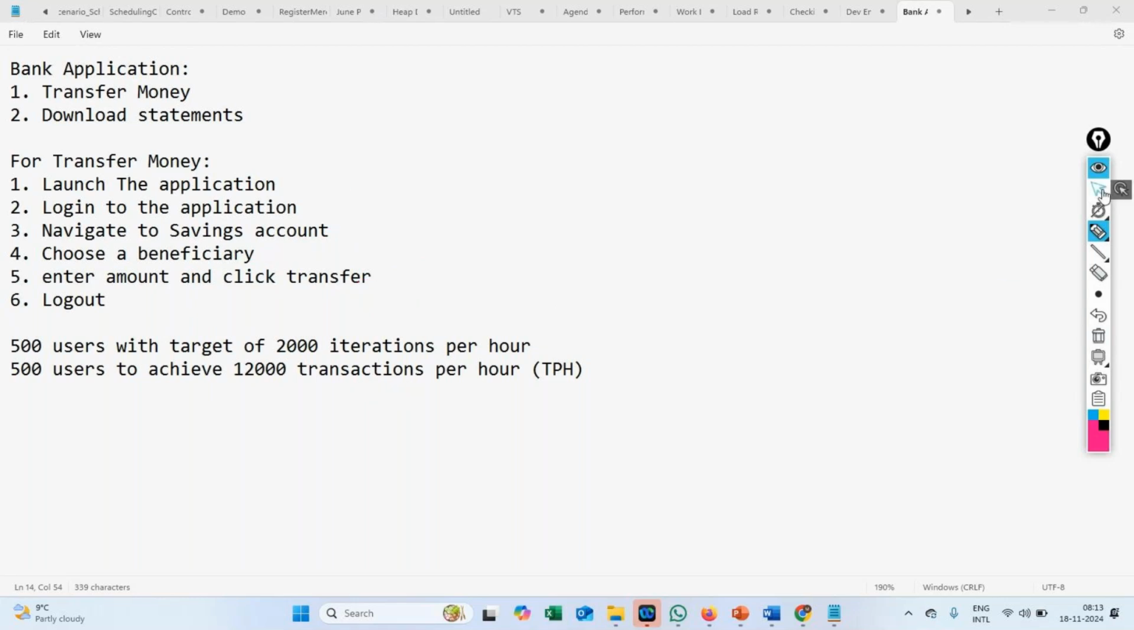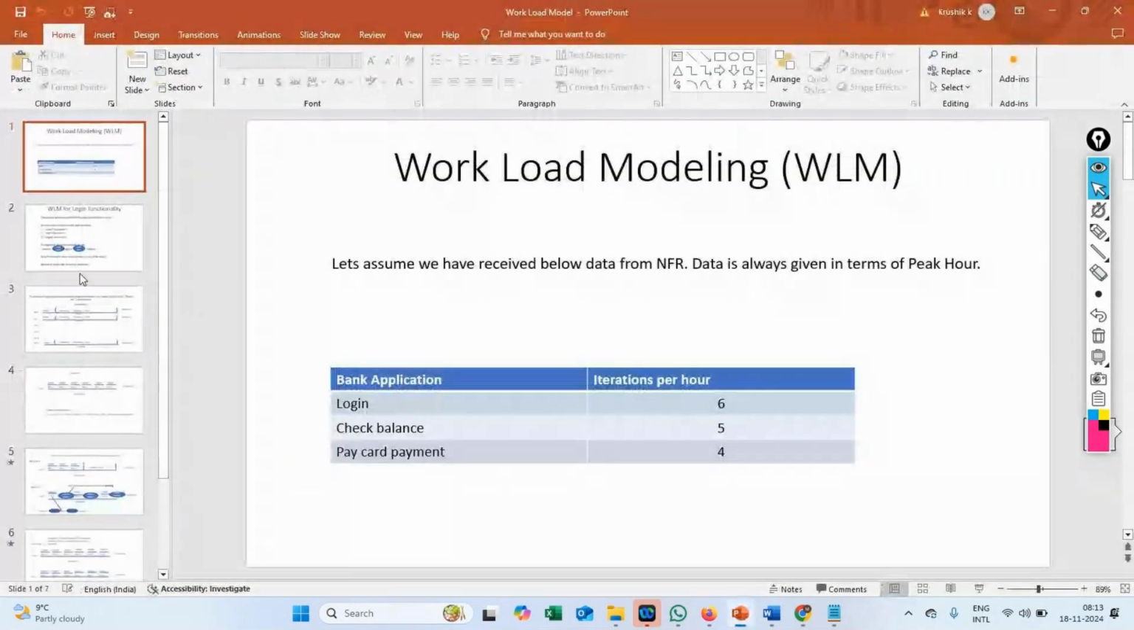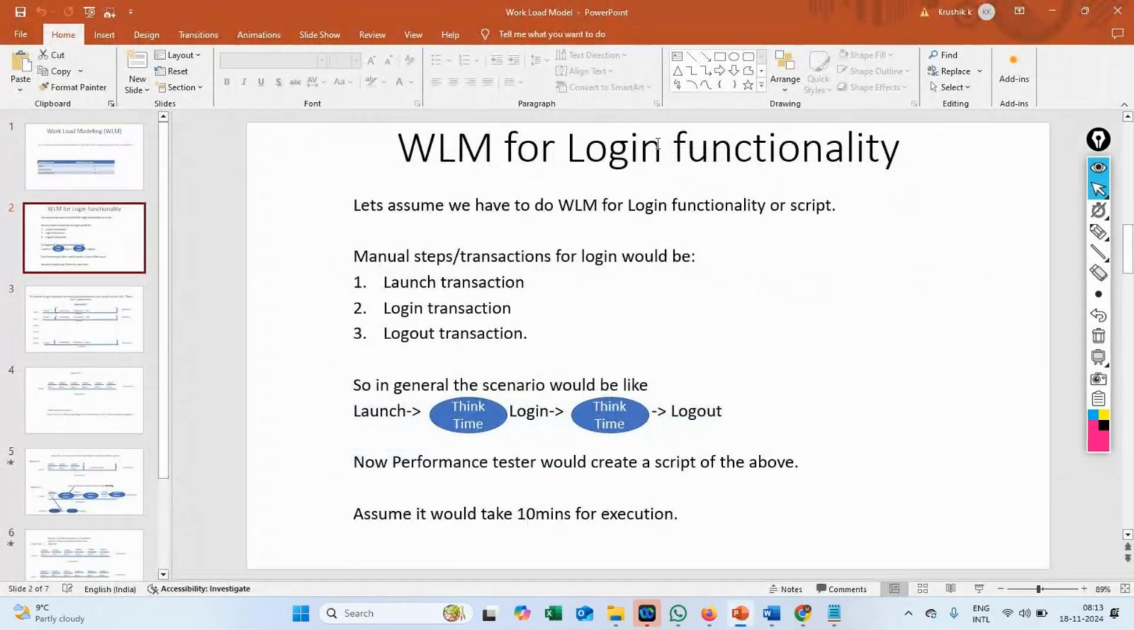Now, to understand the concept of workload modeling, I can directly tell you the formula and all that stuff, but I want you to understand some basics of it, which is very important. So let's go ahead and try to understand in a better way. Assume that we are doing workload modeling. I'll tell you one more point.